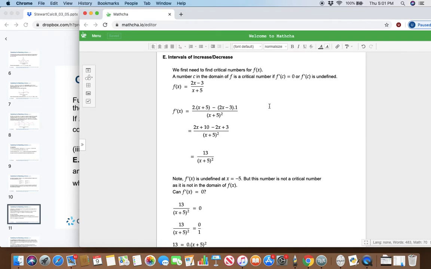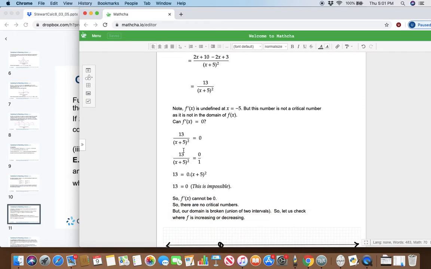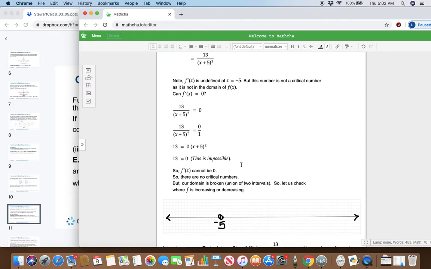What other option do we have to have a critical number? Well, maybe the derivative is 0. So let's take the derivative and set it to 0. Well, this is a fraction, so I'll write this as a fraction, 0 over 1. Cross multiply: 13 times 1 equals 0 times this. Well, 0 times this is 0. 13 equals 0. This is impossible. So what went wrong? Well, the only conclusion is this cannot happen. In other words, f prime of x cannot be 0. That is, there are no critical numbers.